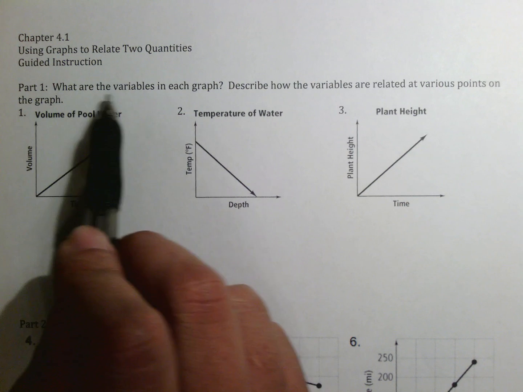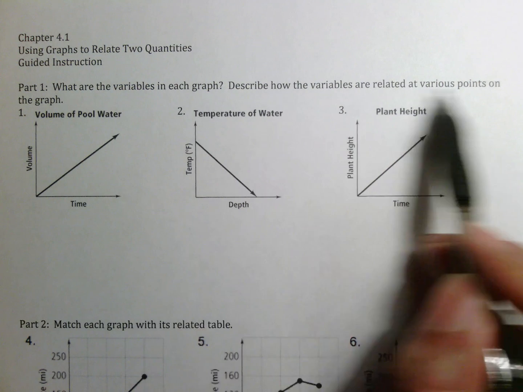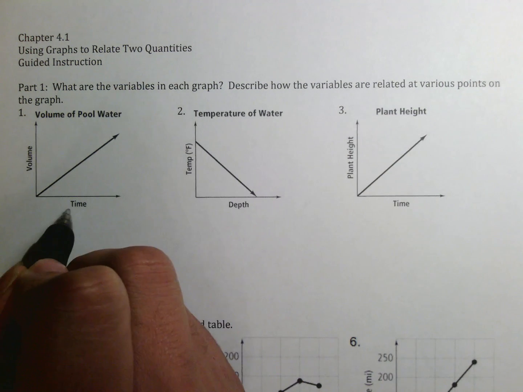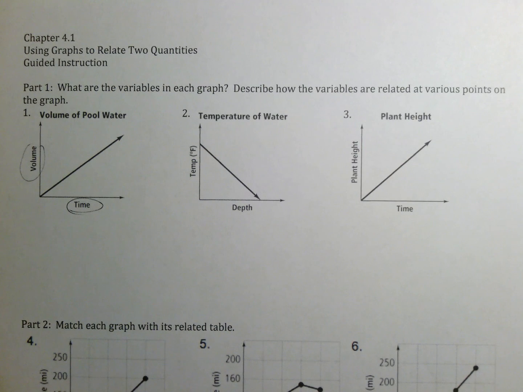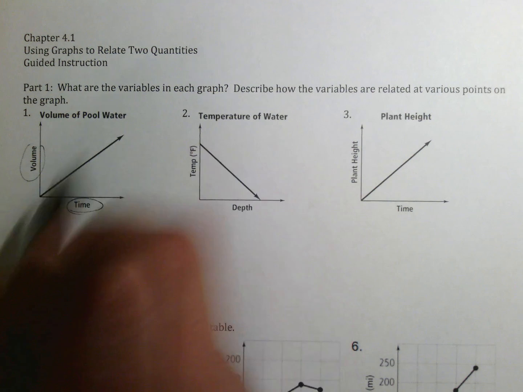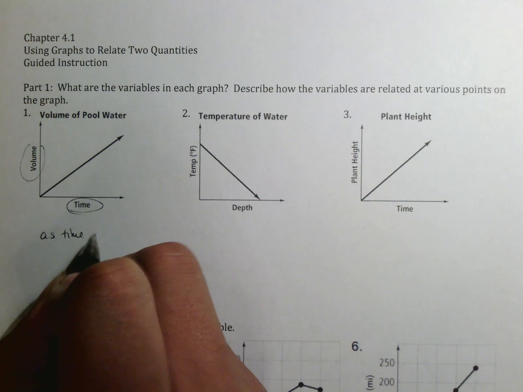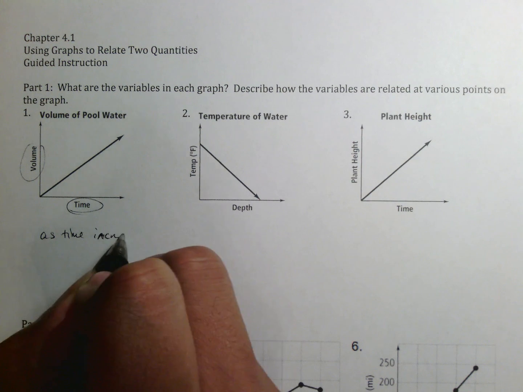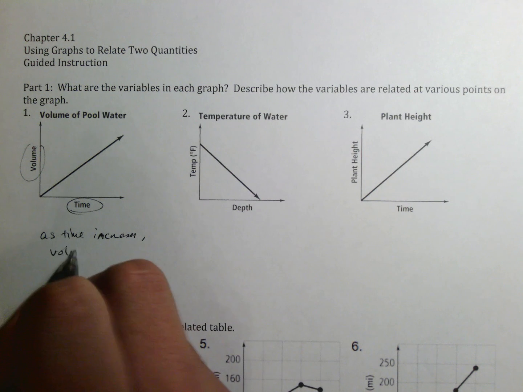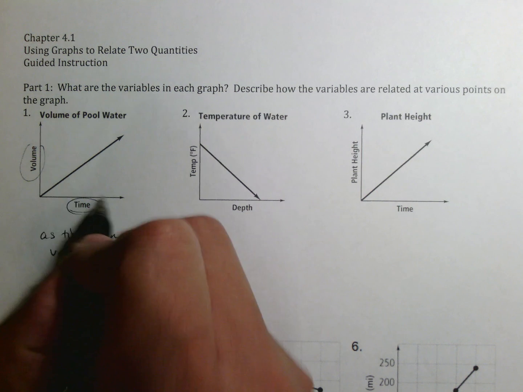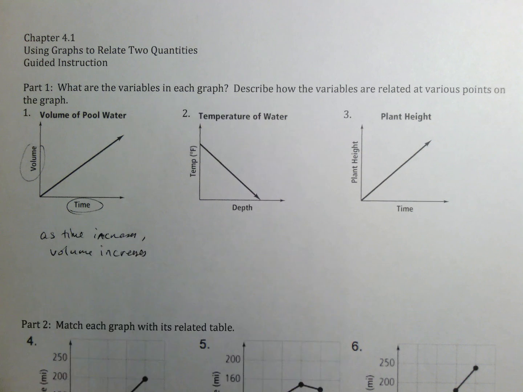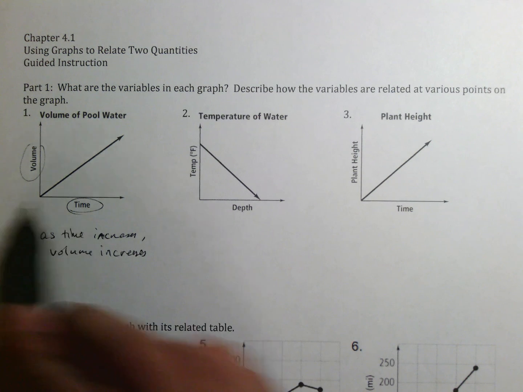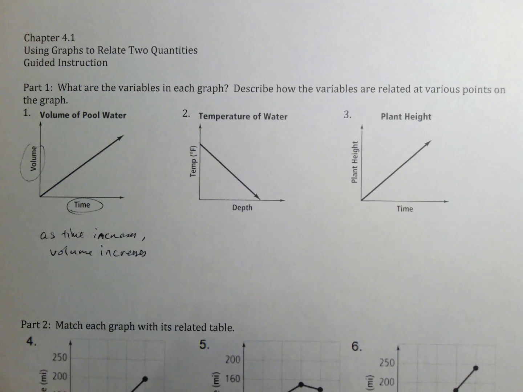This first question was asking about what are the variables in each graph, and to describe how the variables are related. In this first one, the variables are time and volume. If you said that, that is good. What you should notice, because this is going up, is: as time increases, volume also increases. As this goes forward, that goes up. Again, as time increases, volume increases because volume is going up. That would be the answer to question number 1.